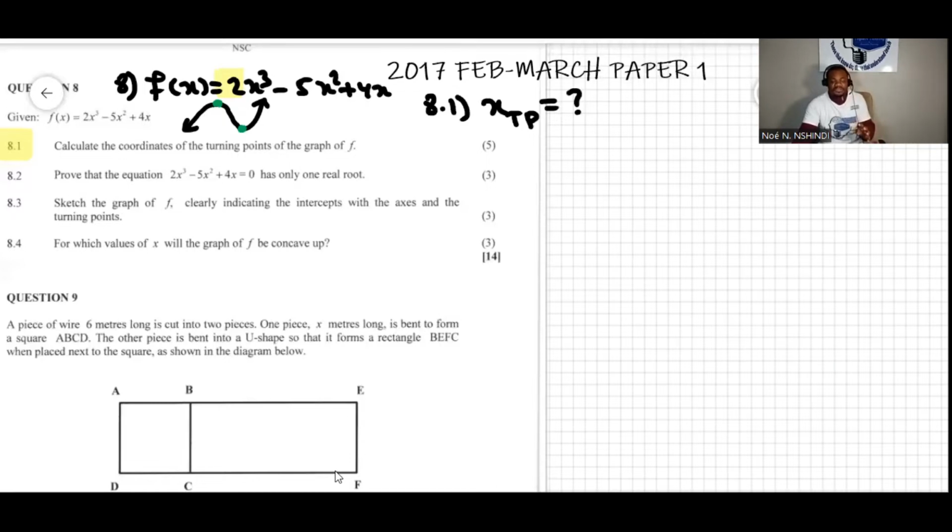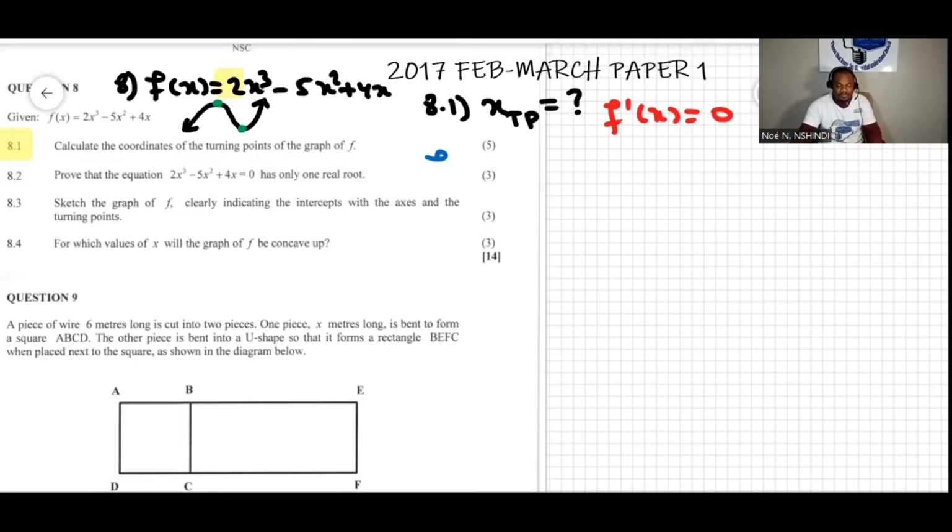The turning point occurs when the derivative of the function is equal to 0. It is why the tangent line is horizontal. The tangent line is horizontal if the gradient is 0. Remember that the gradient of the function is the derivative of the function as well. So when the gradient is 0, meaning the derivative is 0, this implies that f prime of x equals 0. So let's find it now.